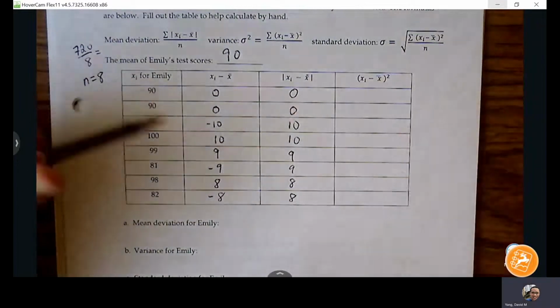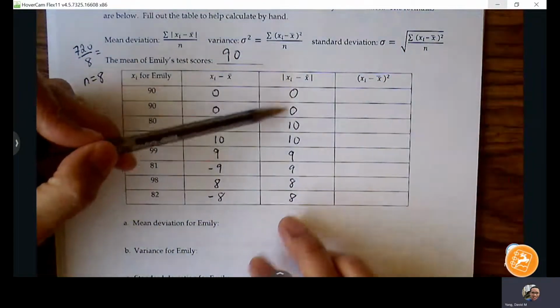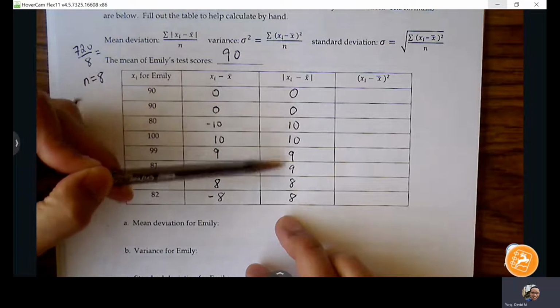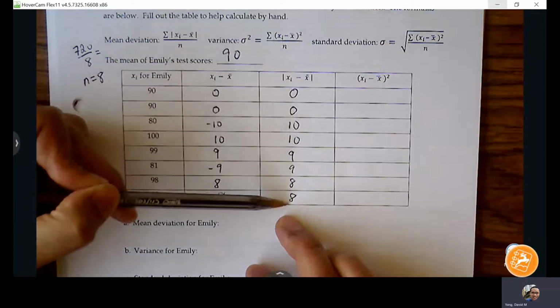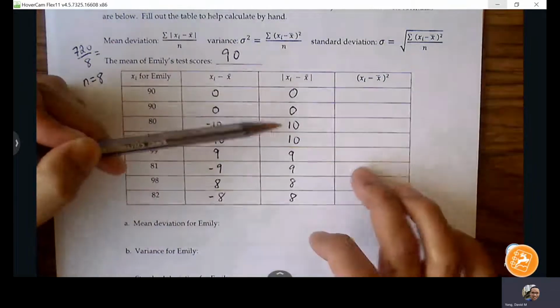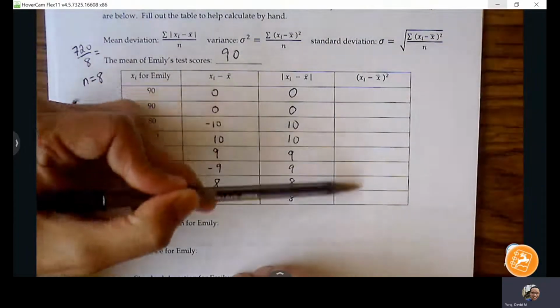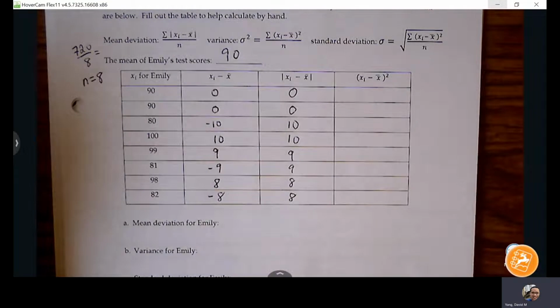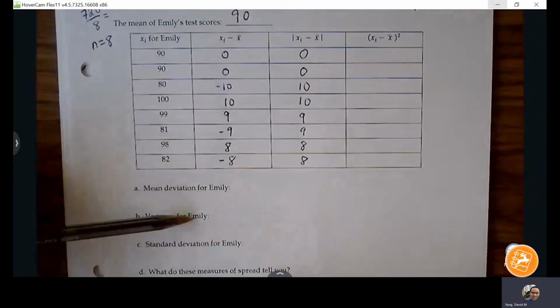Okay, let's square each of these terms. So this is what we're going to use for mean absolute deviation. We're going to add all this up and divide by 8. For variance, we're going to add all this up and divide by 8. Okay, so that's the difference between mean absolute deviation and variance. For the standard deviation, you're just going to take the variance and take the square root.